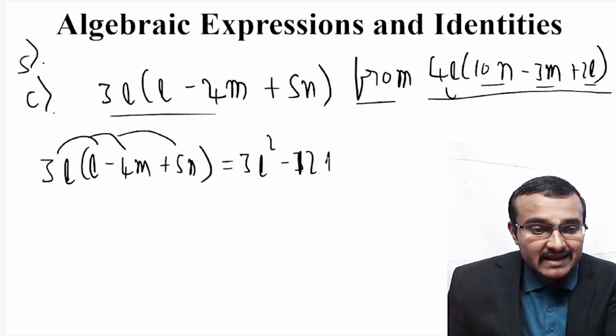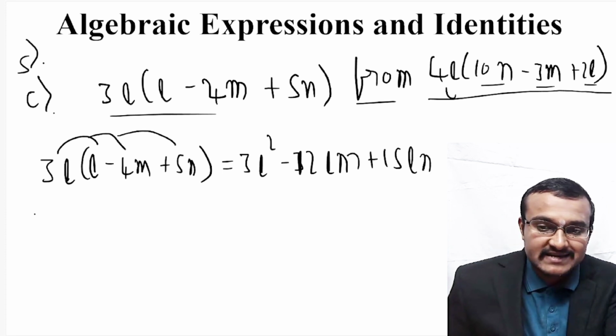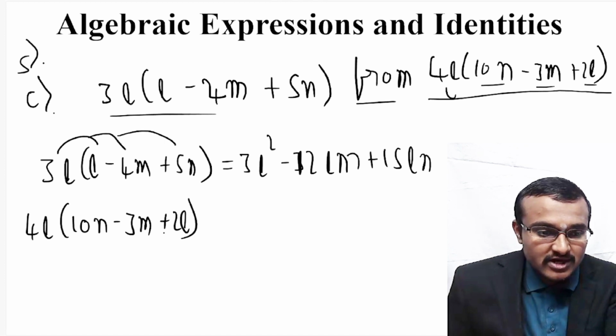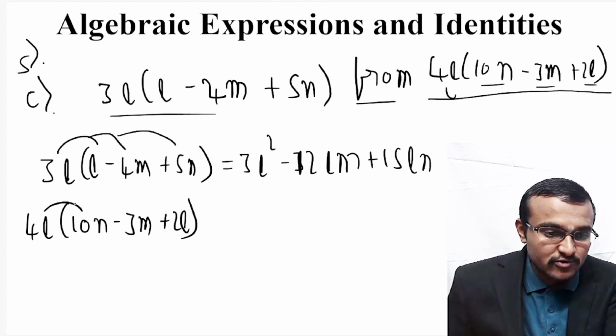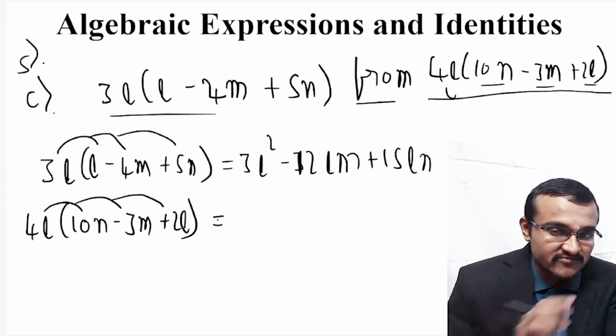So 12 lm. When you do 3l into 5n, it will be 5 3s are 15, l into n, that is ln. Now let us solve the second expression as well: 4l into (10n minus 3m plus 2l). You should multiply 4l with 10n, minus 3m, and 2l. All three terms you should be multiplying with 4l.